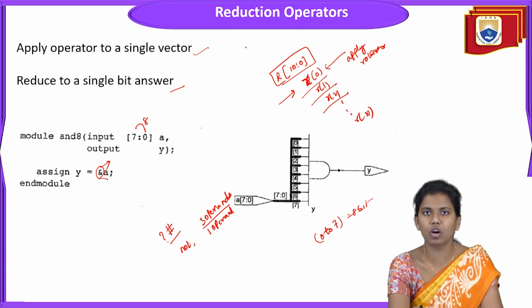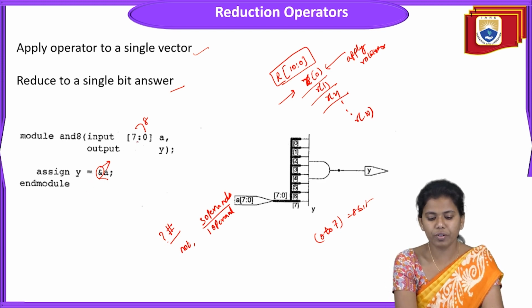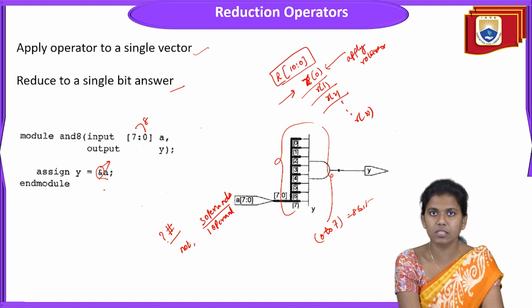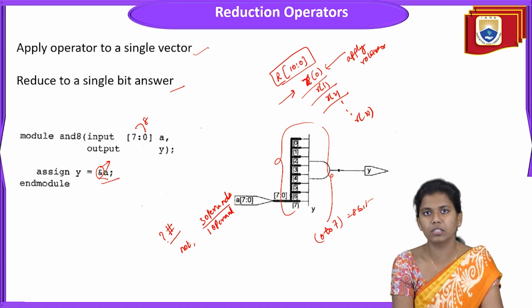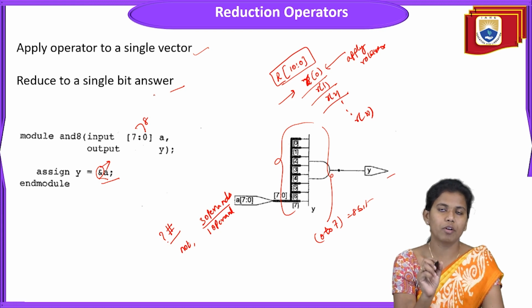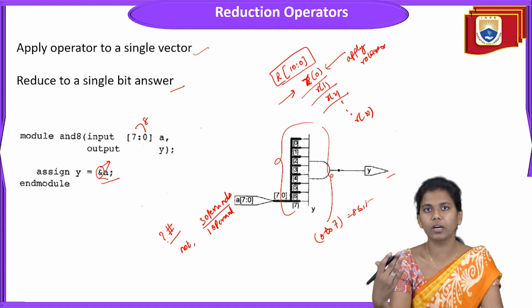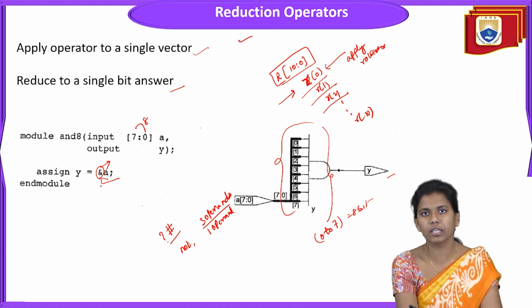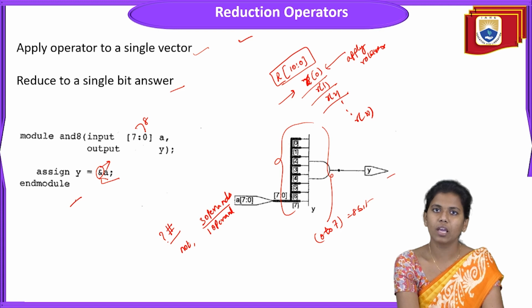So here in the reduction operator, this is how we are reducing. From 7 to 0, from totally 8 bits of data, what we are doing using the reduction operator, that is ampersand A. Ampersand is nothing but the reduction operator. Using this reduction operator, I'm getting all of these data bit inputs onto a single output. It reduces all 8 inputs to a single bit output using the reduction operator. This is what the reduction operator is. And finally, I'm terminating with the end module.